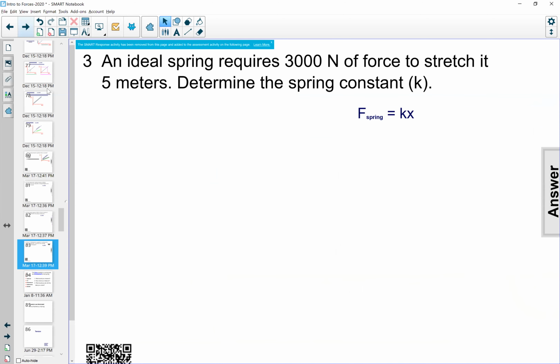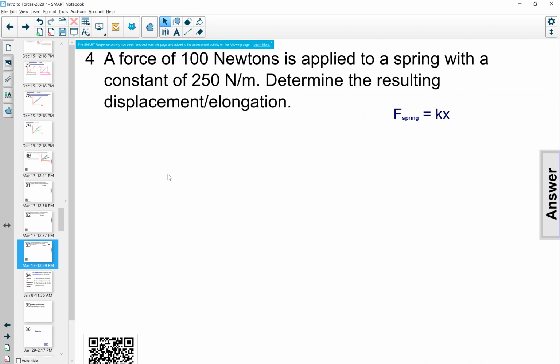And last one. A force of 100 newtons is applied to a spring with a constant of 250 newtons per meter. What is the resulting displacement?